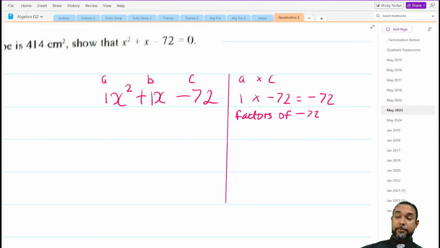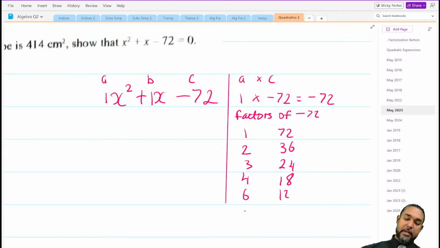So start off with 1. Forgetting minus for now, just go with the number itself. So you have 1 by 72. It ends in a 2, so it's even. So you could use the calculator, 2 by 36. It adds to 9, so it's divisible by 3. So that's 3 by 24. That's 4 by 18, 5, no. 6 by 12, and then 8 by 9.